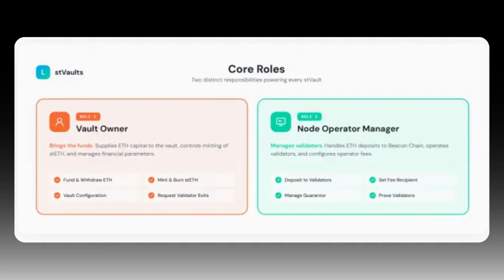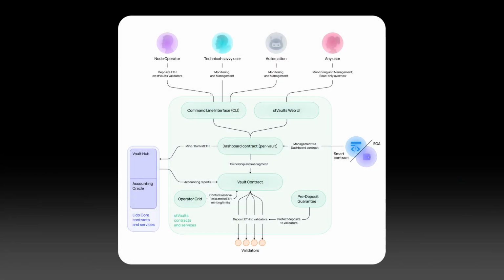It's pretty straightforward. Lido has some really good graphics here outlining some of the flows. This is more of a top level flow. If you really zoom out, you have a lot of the different components that exist within the protocol. They're outlining some user personas here, things like the node operator, technical savvy user, automation, or any user. But really, this boils down to two primary interfaces to interact with the StVault system, which is the command line interface, which we'll go into, and then the web UI, which I think we're going to see a lot of interesting web UIs emerge.